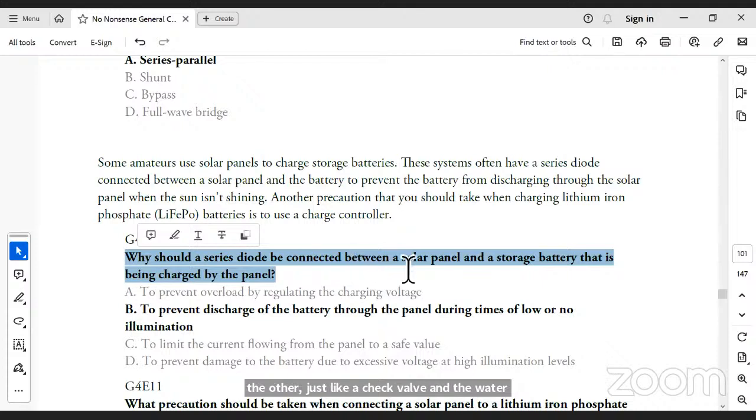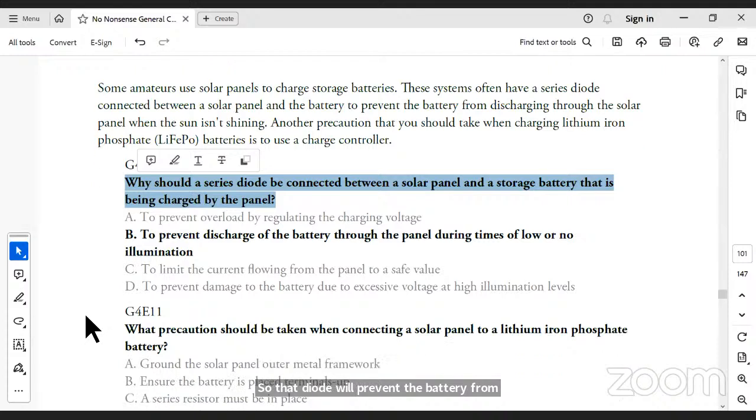Why must we use such between a solar panel that is charging a battery? Well, the reason is that when the sun goes down and there's no illumination, it prevents the discharge of the battery through the panel during times of low or no illumination, right? So that diode will prevent the battery from somehow trying to deliver power to the panel. Okay.